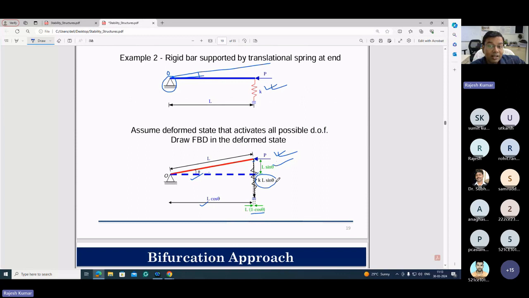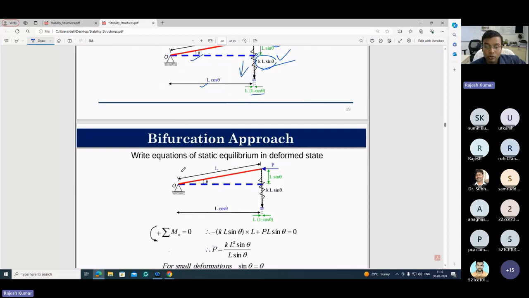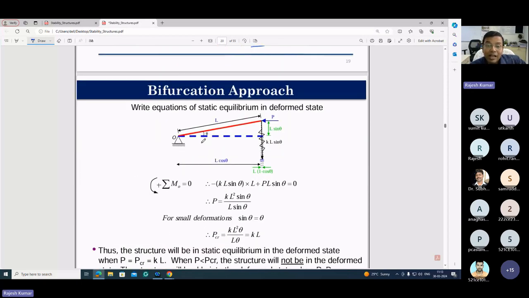K is the spring constant, and the spring goes up by L sin theta. Then the force developed is K into the deformation in the spring, which is L sin theta. So K L sin theta is the force acting along this direction. Going up means a compressive force develops in the spring, equal to K L sin theta. Now you take a moment about O. So K L sin theta, and how much distance? L cos theta, you multiply.